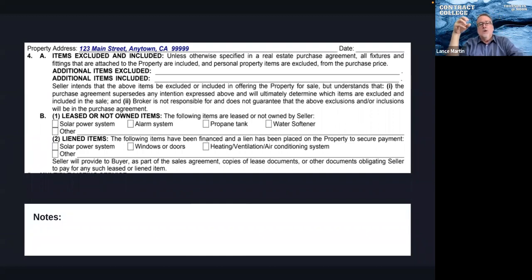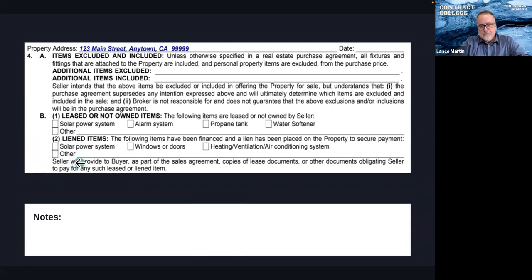And then if they are leased, you're going to need to get that lease agreement. What are the terms of that solar panel? Can it be transferred? Of course, most of the time they can. How much is left on the lease? In other words, what is the buyer going to have to assume? What are the fees associated with it, et cetera, et cetera.